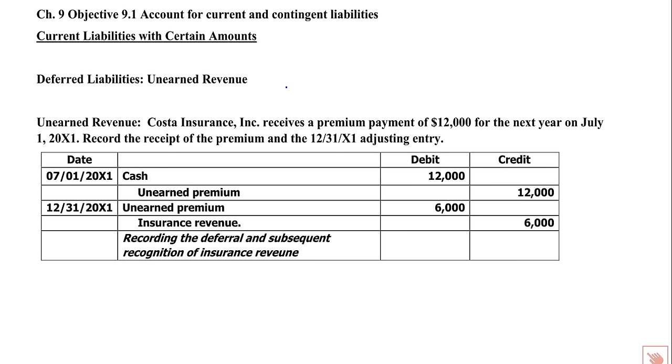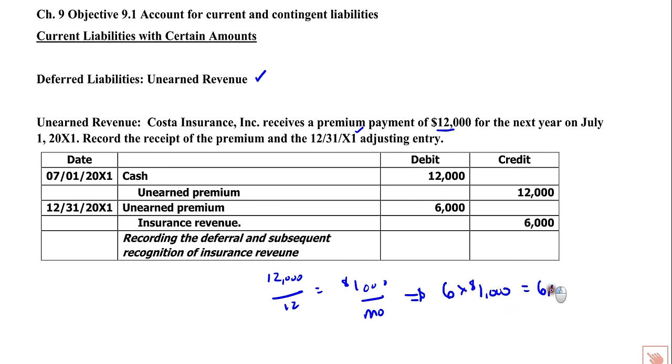Here's another current liability with certain amounts that you've seen in earlier chapters, unearned revenue. Just to review this one, let's do another brief example. Cost of insurance, they receive payment of $12,000 for the next year, and they get it on July 1 of 2001, and we're asked to record the adjusting entry. So $12,000 for 12 months equals $1,000 per month, and it's on July 1, so that's 6 months this year. 6 times 1,000 equals 6,000. All right, that's where the 6,000 came from.